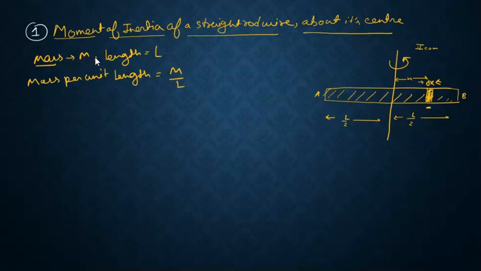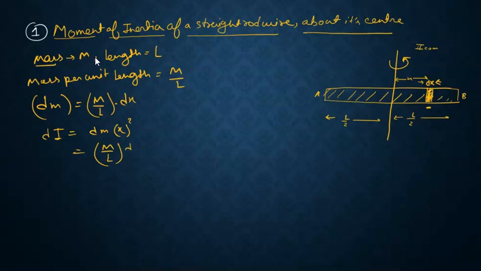So the second step which you have said, to find the elementary mass, that is dm. dm equals mass per unit length into dx, that is m by L into dx. And the third step, that is dI equals dm into x square, where x equals the perpendicular distance from the element to the axis of rotation. So now put the values: m by L dx into x square, which is equal to m by L x square dx.